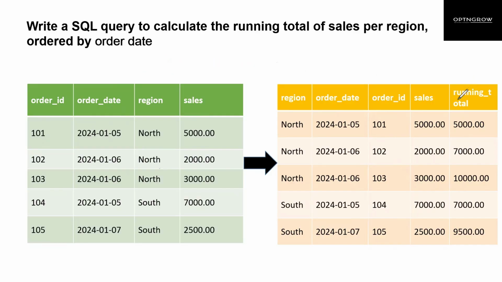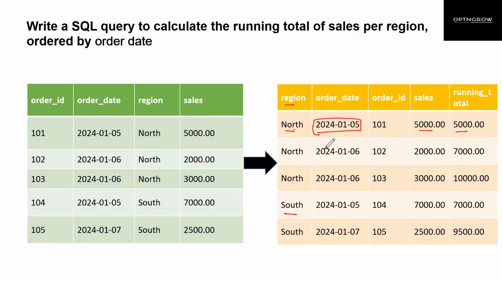So what does running total mean? Running total means the cumulative sum of values up to a certain point. What I mean to say is that here we have two regions, north and south. If you see the running total for the north region, for the very first date that we have, that is 5th of January, the running total is the same as the sales.